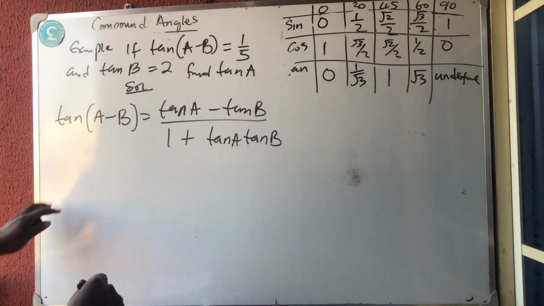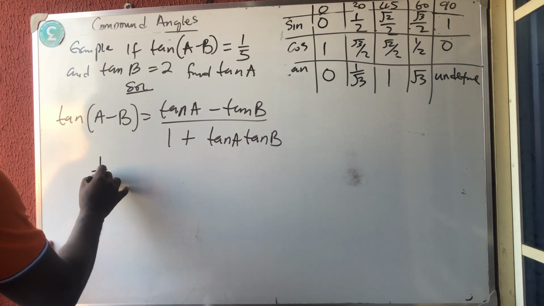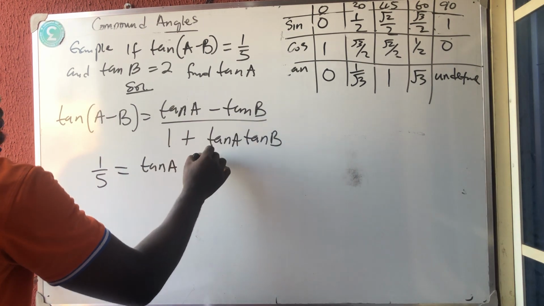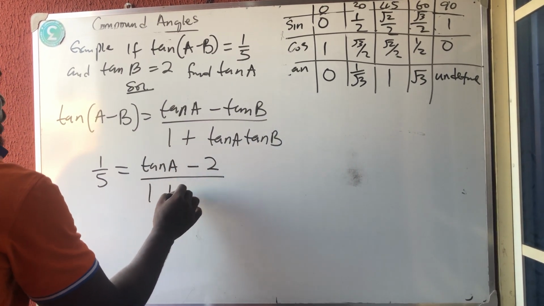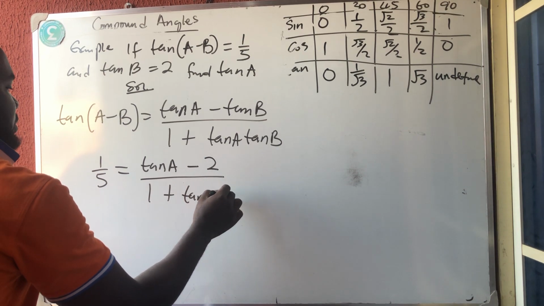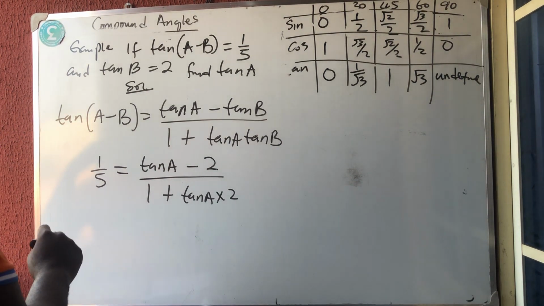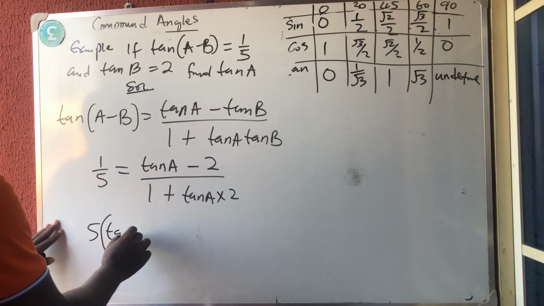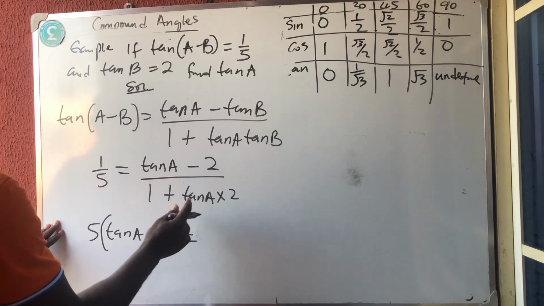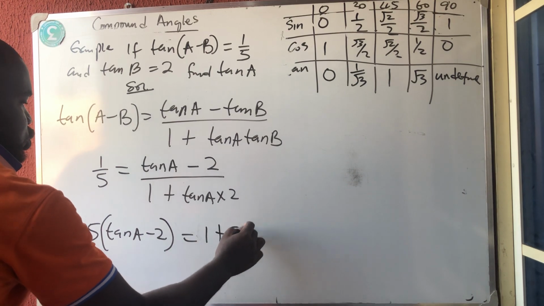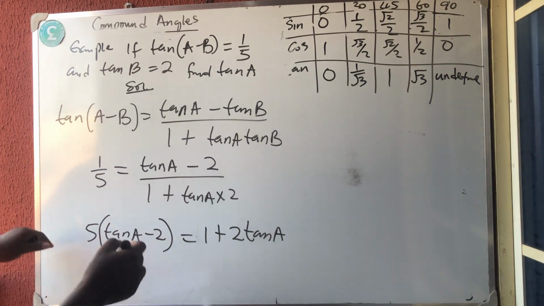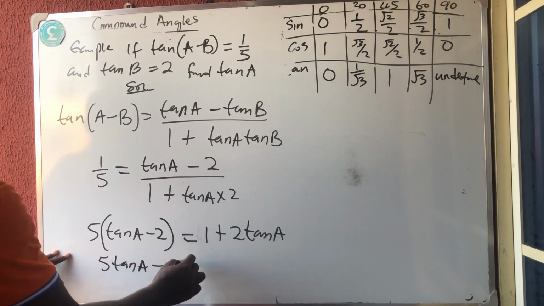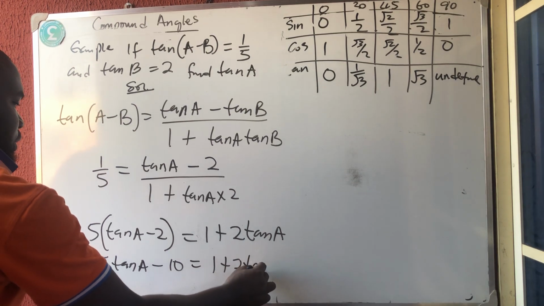Okay, now let us substitute everything. They've given me this one as 1 over 5. So I'll say 1 over 5 is equal to tan A minus, they've given me this one to be 2, all over 1 plus tan A times 2. So what do you have now? We can cross multiply. If we cross multiply, I'm having 5 in bracket of tan A minus 2 is equal to 1 times anything is itself, so 1 plus 2 tan A. Okay, so let us clear the bracket. This time 5 tan A minus 10 is equal to 1 plus 2 tan A.